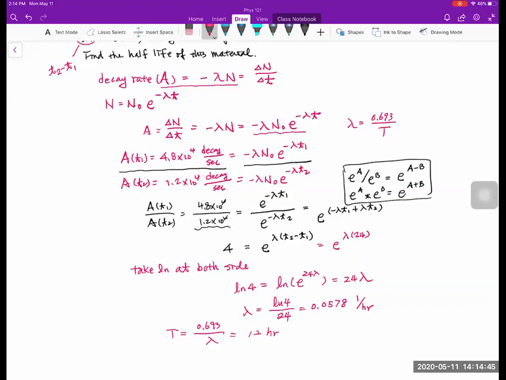Dr. Chow, you said that you sent the honors section how you derived N equals N0 e to the minus lambda t. Where did you send it? Like on Canvas? It's on Canvas, under the modern physics exam folder. Oh, okay. Thank you.